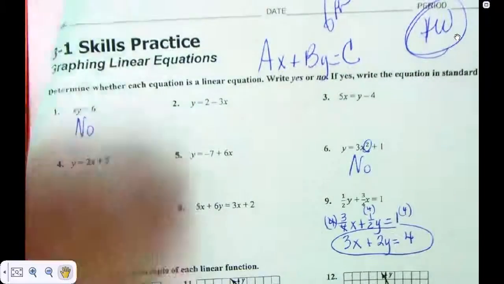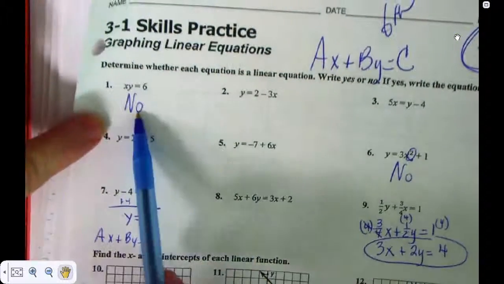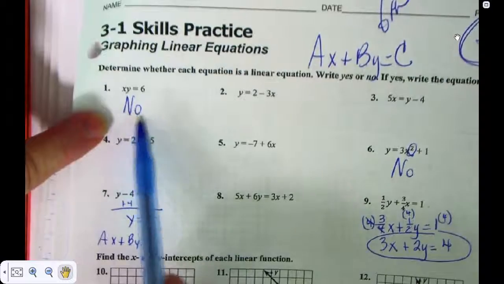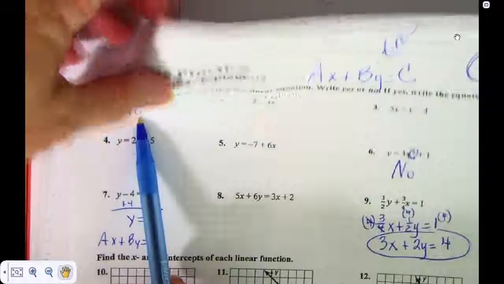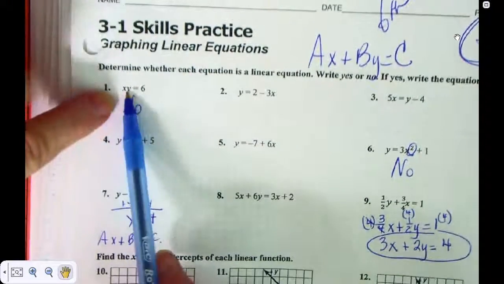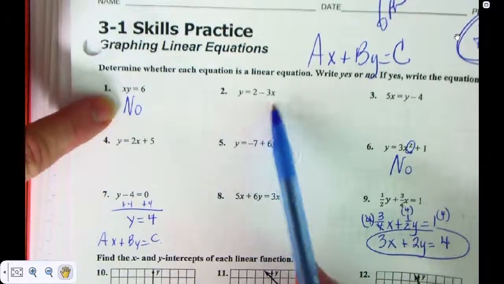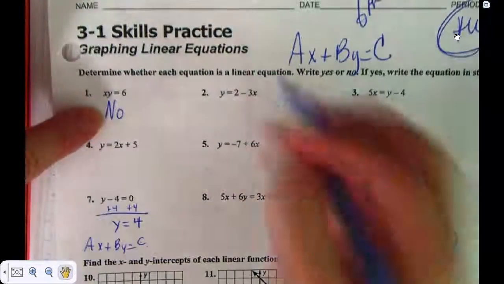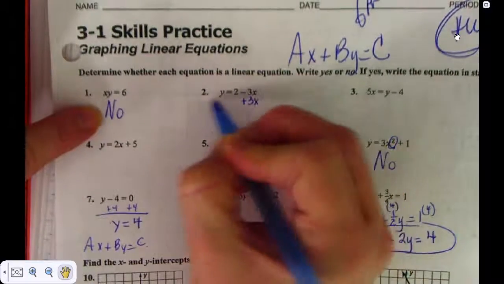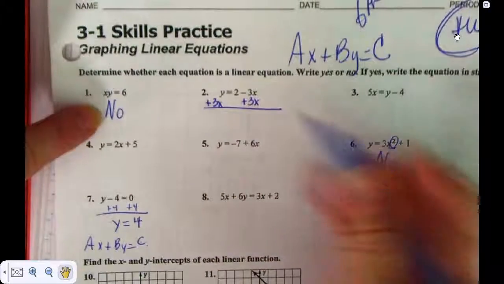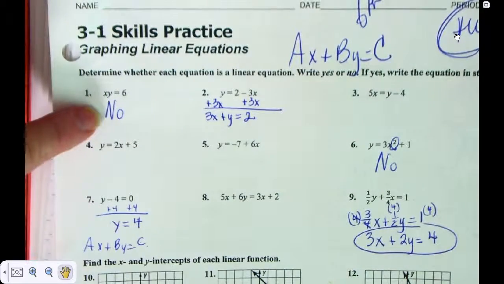Okay, we're going to check the 3-1 skills practice. Does everybody remember why 1 is not in standard form? It's not linear, because you can't multiply the x and the y. So look at number 2. Is that going to be linear? Yes, because you can put it in standard form. All you have to do is move the 3x to the left side. So that's going to be 3x plus y equals 2. Now it's in standard form.